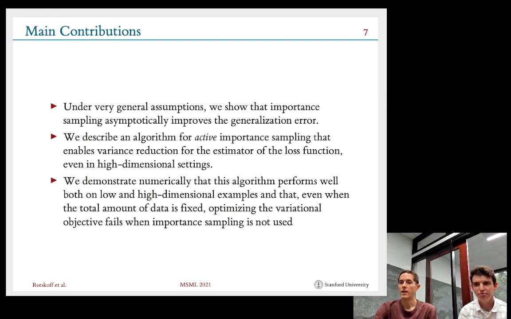We there outline in great detail an algorithm for active importance sampling, one that we'll describe in the next few slides, which enables variance reduction for an estimator of a loss function that we can utilize even in high dimensions. We also demonstrate numerically, with results that we'll show you here, that this algorithm performs very well in both low and high dimensional examples, and that even when the total amount of data is the same between an importance sampled version and a version not using importance sampling, the version that does not use importance sampling will fail.